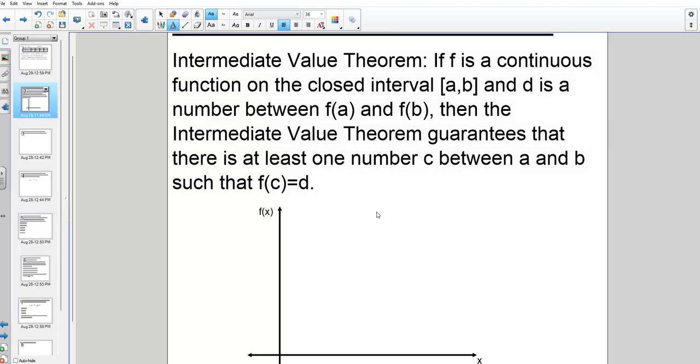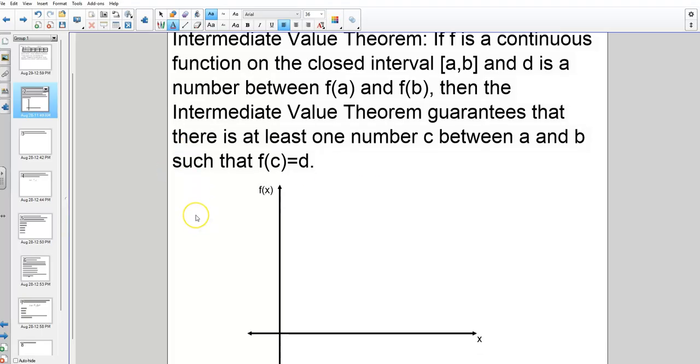Intermediate value theorem states that if f is a continuous function on the closed interval from a to b, and d is a number between f of a and f of b, then the intermediate value theorem guarantees that there is at least one number c between a and b, such that f of c equals d. So that's got a lot of stuff going on, but let's think about this on a graph.